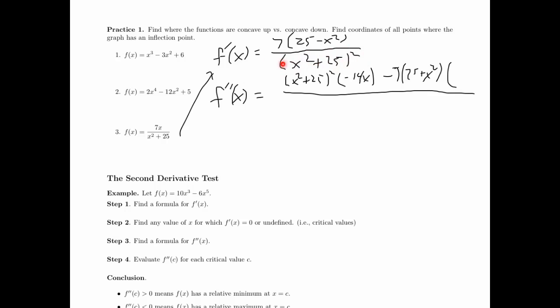So you might want to go over to the side to figure out what that is. But you're going to end up with a 2 times x squared plus 25 to the first power, and then I've run out of room, but there's also going to be a times 2x for the chain rule in there. And that's all over x squared plus 25 to the fourth. Remember, we're squaring the denominator. This is the denominator, and so it gets squared. Now you can see a few things factoring out of the numerator. There's an x squared plus 25 here.